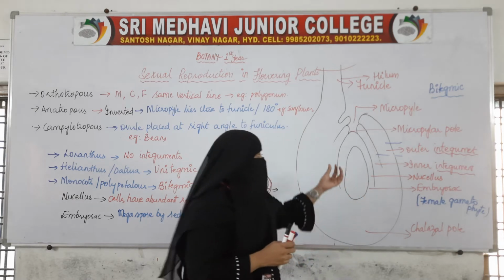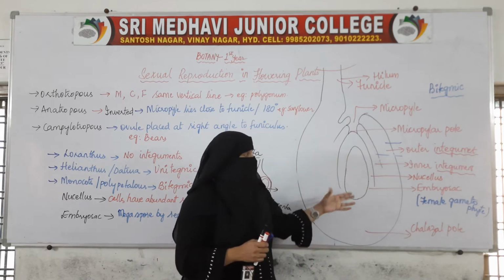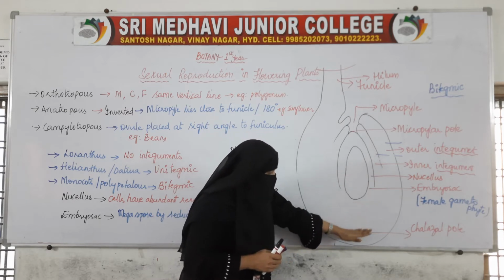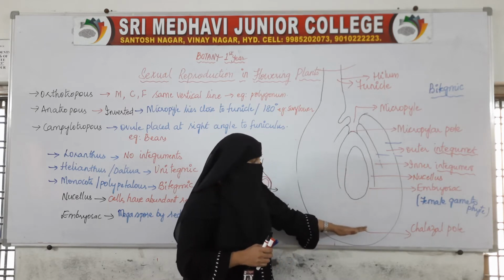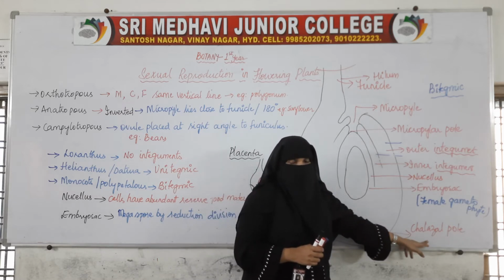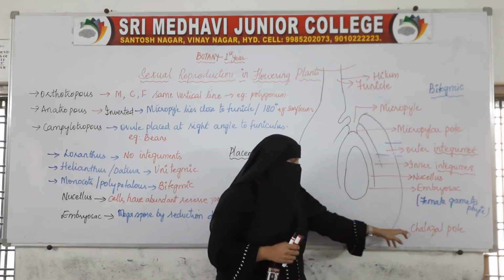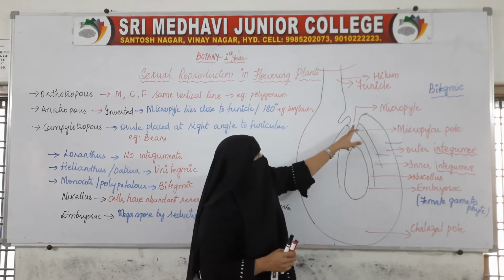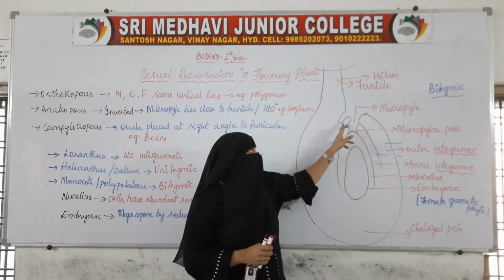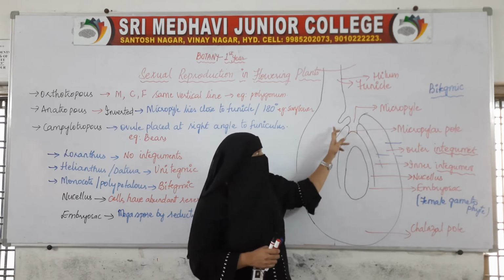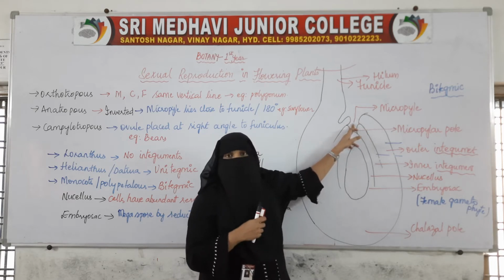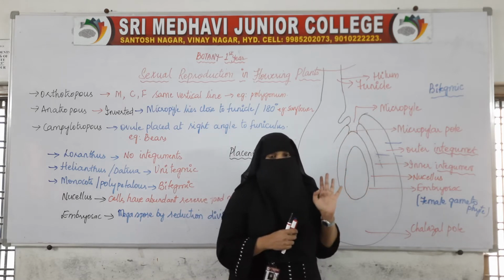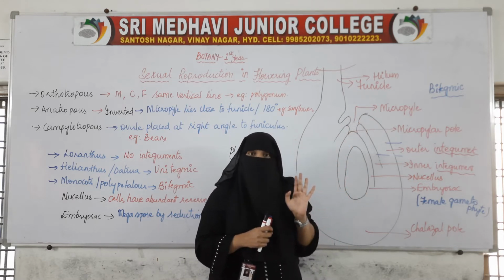Now, enclosed in these integuments, this is the outer integument and this is the inner integument. This is the basal end of the ovule, which is called the chalaza. And here a small opening is present in between the two integuments. This opening is called the micropyle.